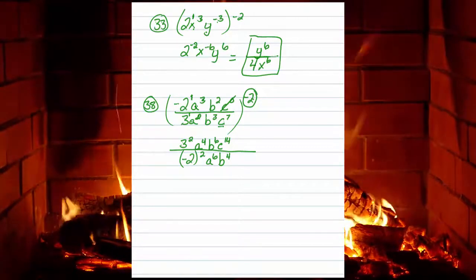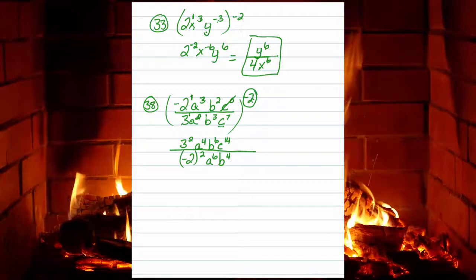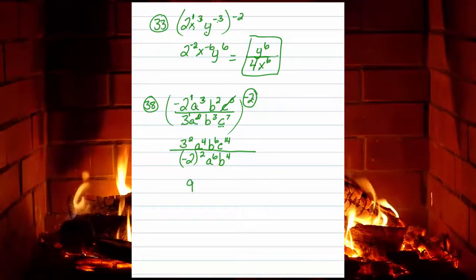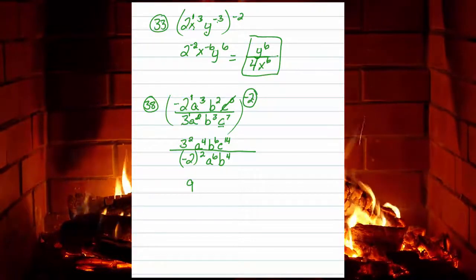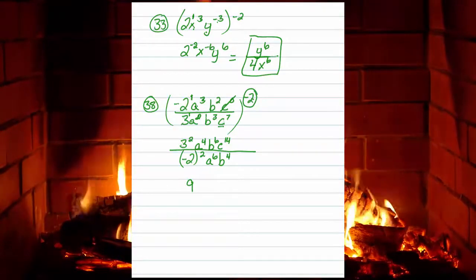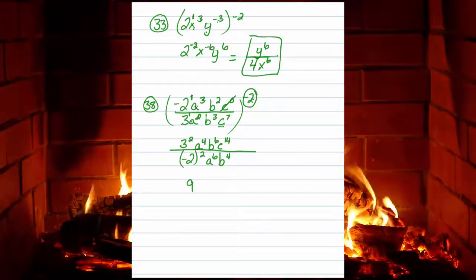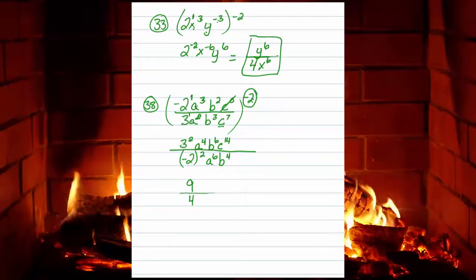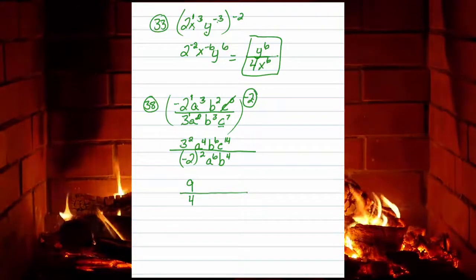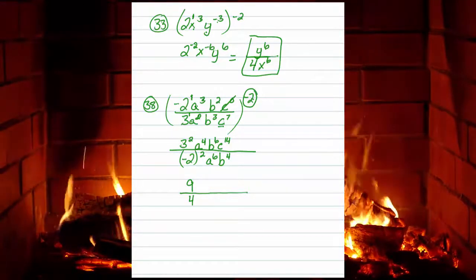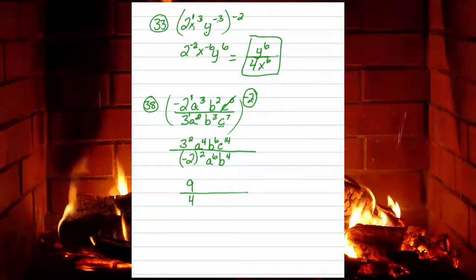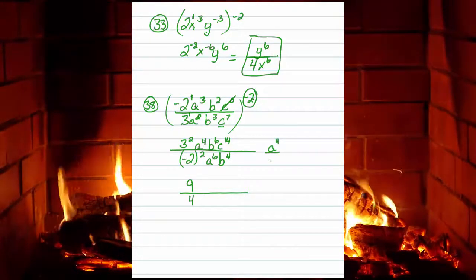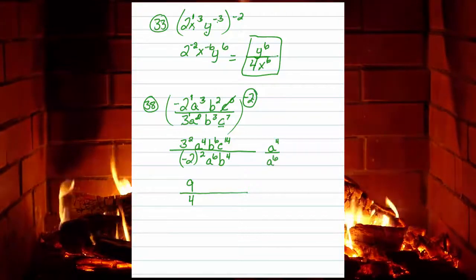Now we can start to clean some of this up. I can see right away that 3 squared is going to equal 9. Negative 2 squared will be negative 2 times 2. Sorry, negative 2 times negative 2, which gives me 4. And I'm going to clean a couple of these other ones up off to the side, just so I can show you what's taking place. A to the 4th power over a to the 6th power.